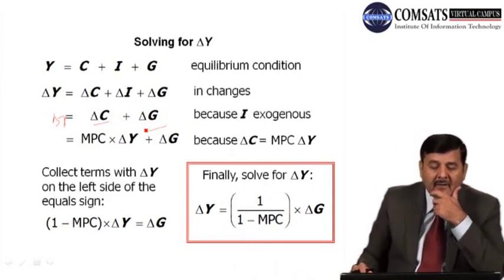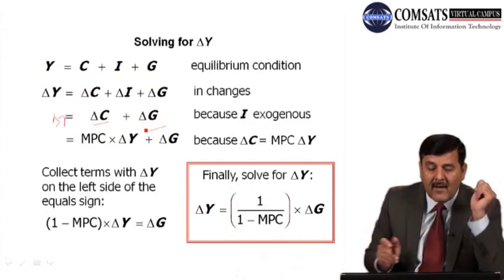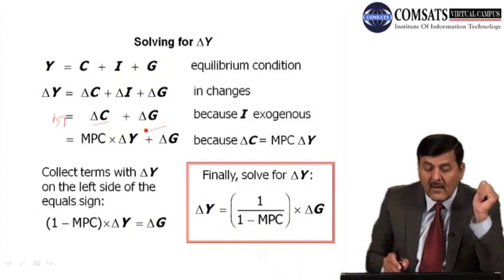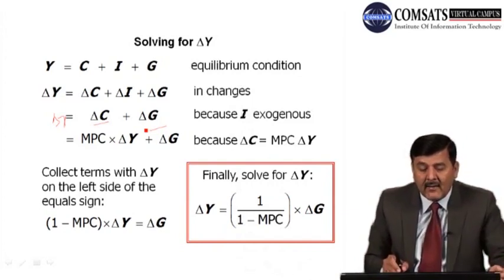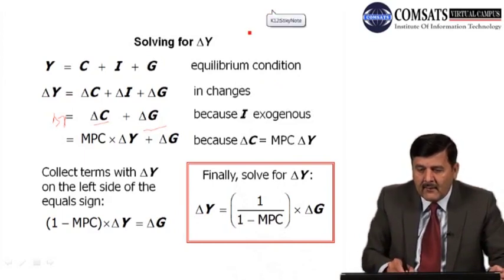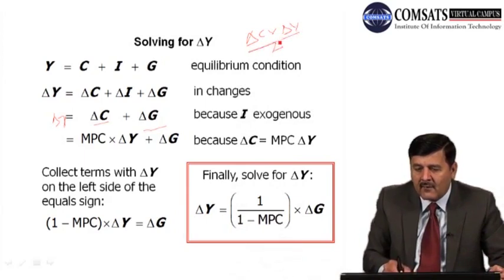Now since we know that delta C is basically equal to MPC times delta Y, if we multiply this term delta C with delta Y and divide by delta Y, it can also be written as delta C over delta Y into delta Y.